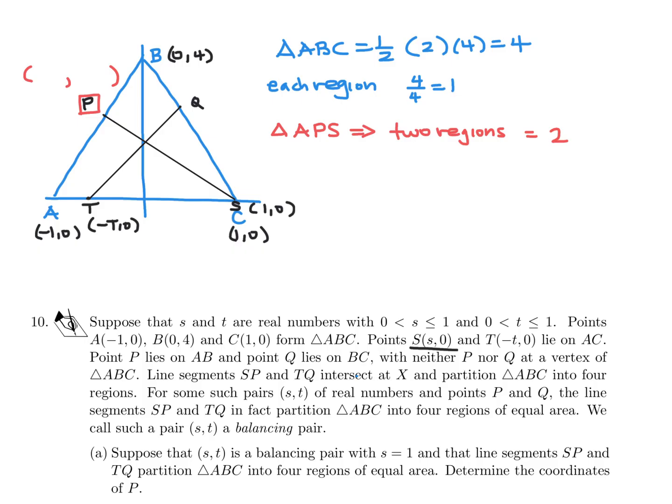I'm going to give it some letters here. Let's just call it AB. Yeah, that's fine. So the area of triangle APS would be 1/2 base times height. And the base goes all the way from A to S, so that's 2. And the height would be the y-coordinate of P, which is b. So that looks like it's b. So since the area is 2, 2 is equal to b.